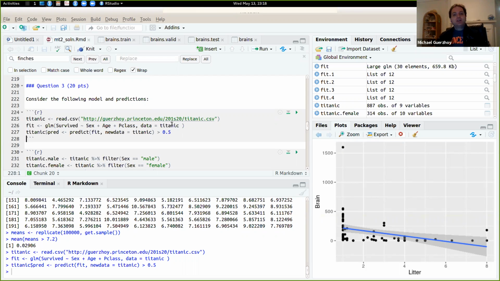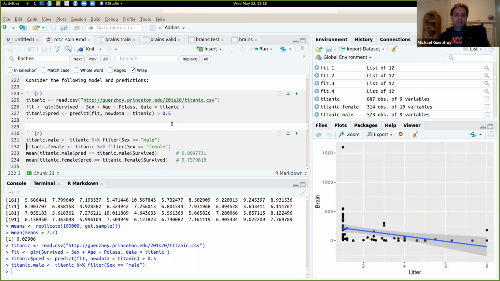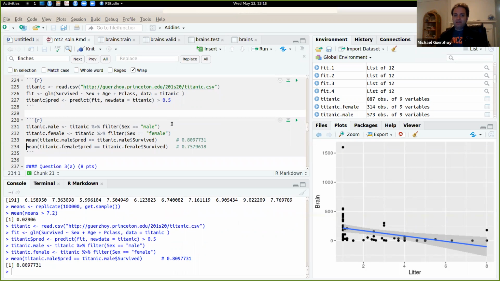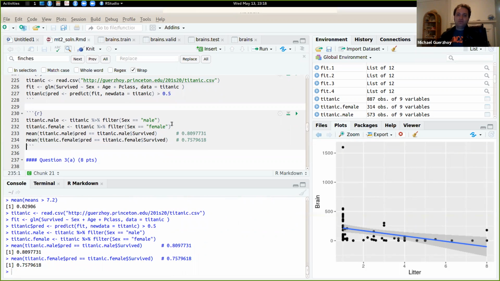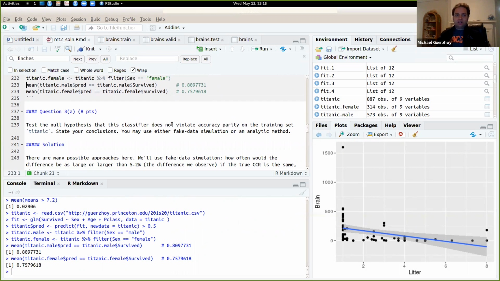Okay, so now here what I'm doing, and that's still in the question, that's still not the answer. I'm getting the male and the female subset of the Titanic data frame, and now I'm computing the correct classification rate for male and the correct classification rate for female. As you see, not the same. So the first question is, it's not the same, but is it statistically significant? Can we say for sure that this is not just due to random chance?